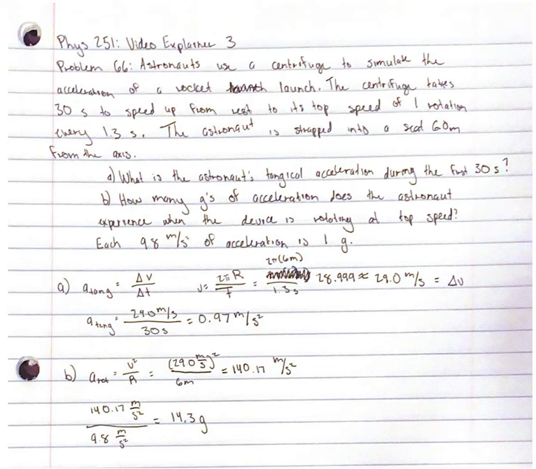And part B, how many g's of acceleration does the astronaut experience when the device is rotating at top speed? Each 9.8 meters per second squared of acceleration is equal to 1 g.